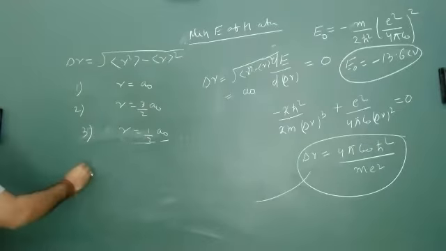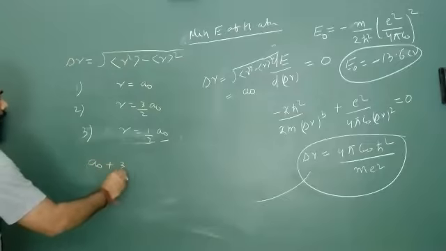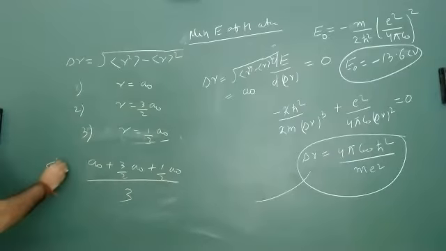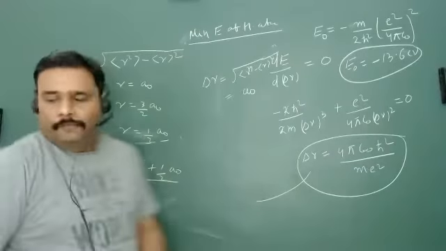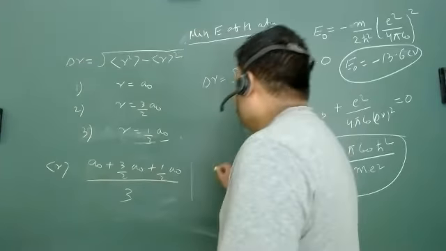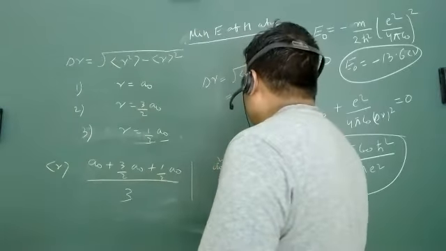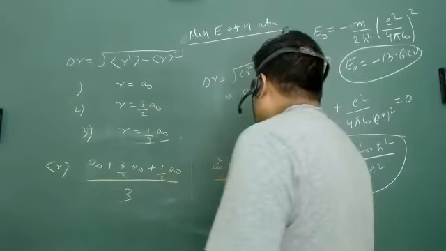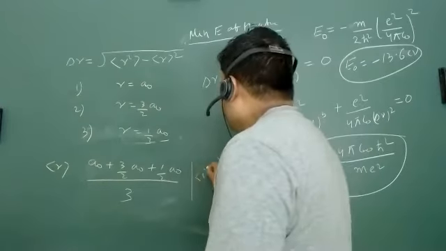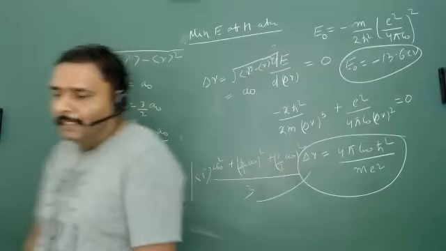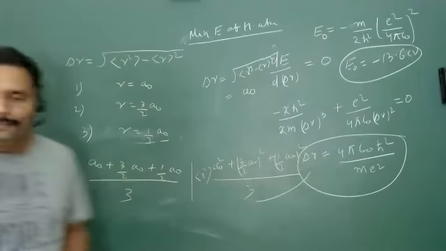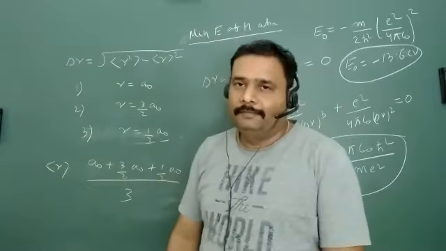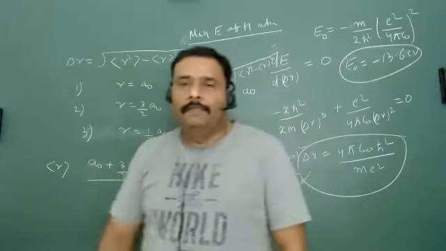Then you will go for A naught plus 3 by 2 A naught plus 1 by 2 A naught, divided by 3. This is the average value of R. And then you will go for the average value of R square. What is the average value of R square? A naught square plus 3 by 2 A naught whole square plus 1 by 2 A naught whole square, divided by 3. So this is the average value of R square. And now you will put it into this formula. Obviously I have just taken arbitrary numbers, but if you do this in the lab, you will get this value as R naught. So it's a very interesting thing.